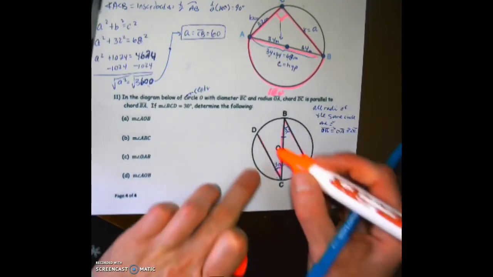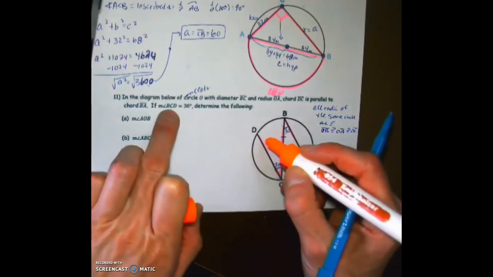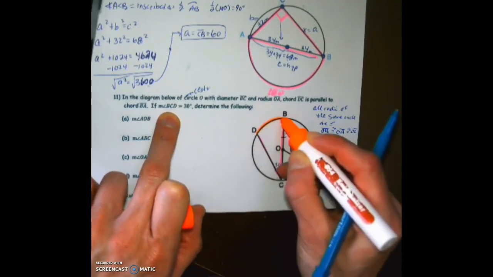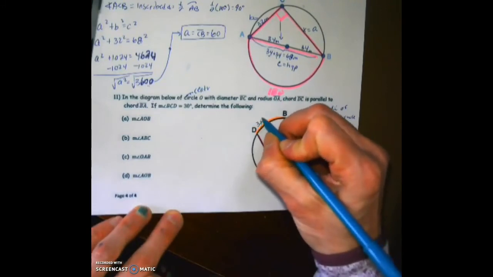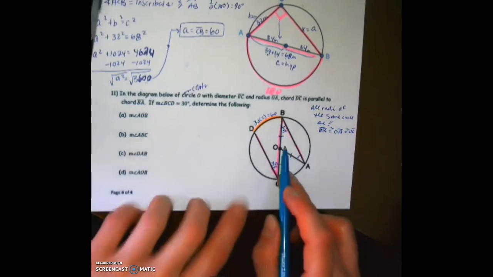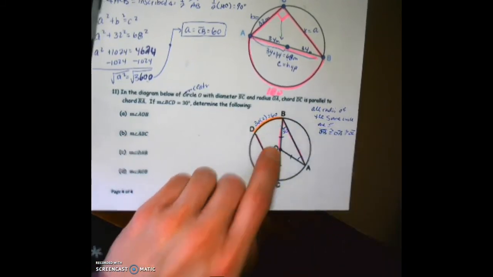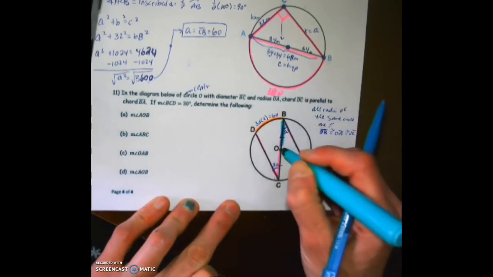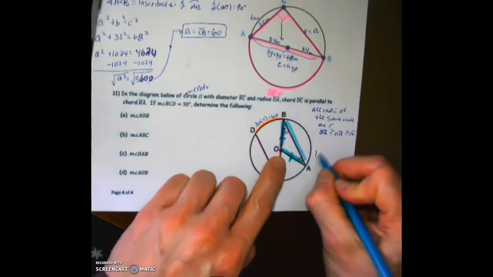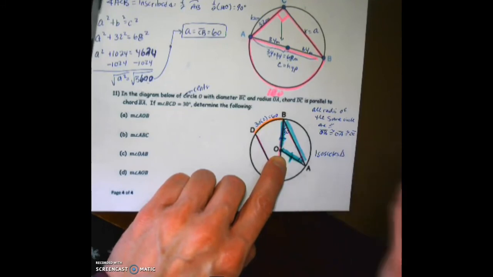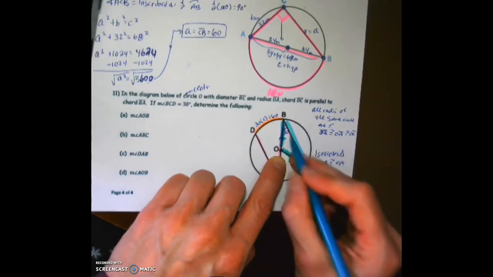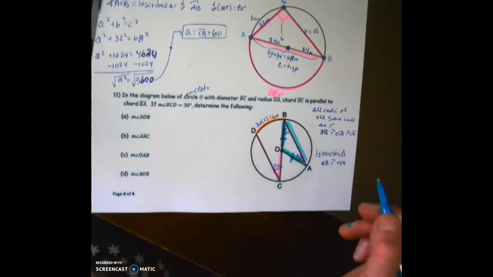So if angle BCD is 30 degrees, that's an inscribed angle. It's going to be half of this intercepted arc, which means arc DB will be 30 times 2, which is 60. All right. Then look what we have here, this pink triangle. If I highlight this in blue, this is a radius. This is a radius. These are two congruent sides of this triangle. We have an isosceles triangle, which means angle B is going to be congruent to angle A, because angles opposite congruent sides are congruent.